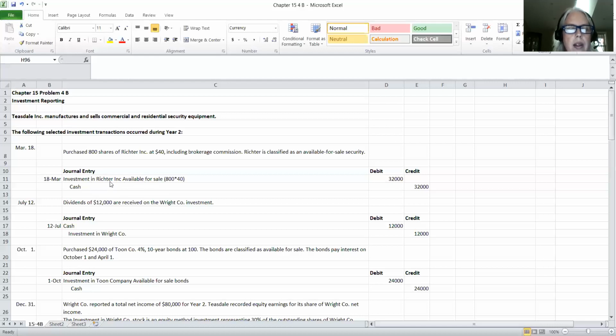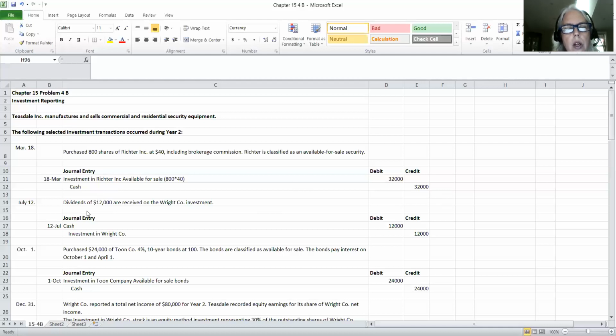Because they didn't tell us management's intent, we don't really know if this is a current asset or an investment type of asset, but it definitely is an asset. And so our assets are always increased on the debit side. That's what we're doing here when we're buying these shares of stock. We're going to credit our cash account for $32,000.